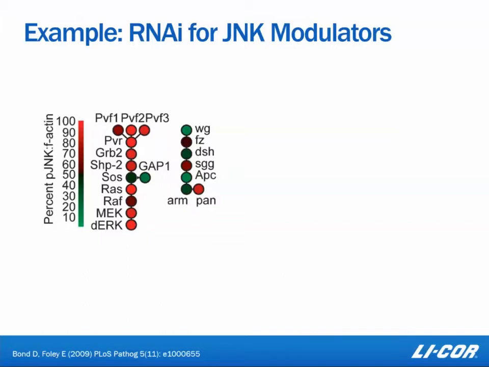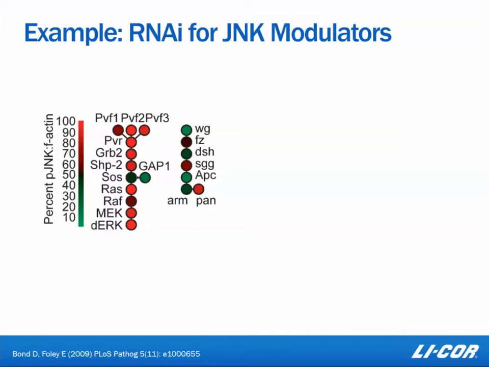Now shown here is this pathway, and it's colored with the results from the RNAi screen. Now for the coloring, a strong red color is indicative of JNK suppressors. And what we can see is that the entire PVR pathway appears to be a suppressor of JNK phosphorylation.